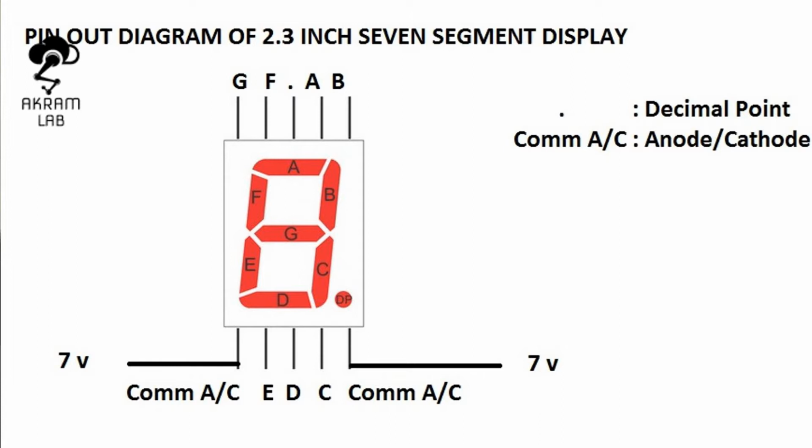So this is the pinout diagram of this 2.3 inch 7 segment display. Here as you can see, there are pins specified in this figure: A, B, C, D, E, F and G, and this one is the decimal point. And here you can see that there are 2 common anode pins. So in this way I have connected it with the digital pins of the Arduino Uno, and let me just show you.